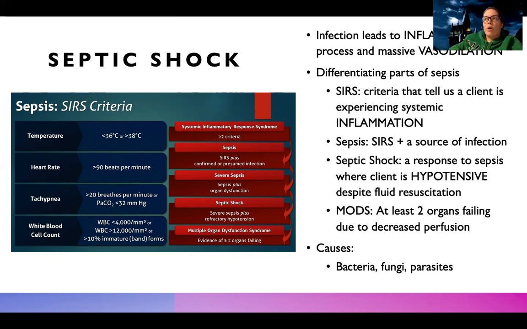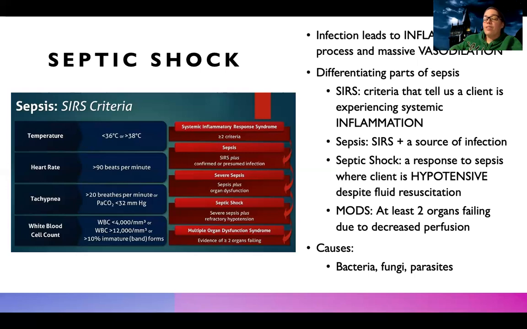Because even before we get a culture back, if they're showing signs of an infection, like a lot of these inflammatory signs, like an elevated temperature, elevated heart rate, and maybe I check their urine and their urine looks like there's infection and it's kind of cloudy and yucky, maybe has an odor to it. Maybe they have a wound that looks like it's infected. Maybe they're having respiratory symptoms, like they might have a respiratory infection, whatever it might be.